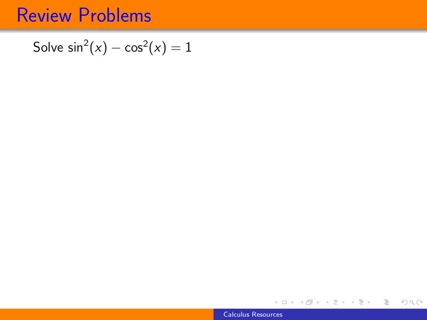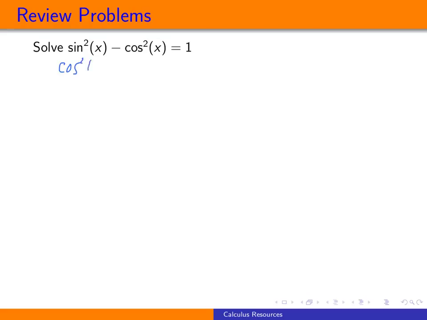This review problem asks us to solve the equation sine squared x minus cosine squared x equals 1. One approach to do so is to realize that sine squared minus cosine squared is almost the trig identity for cosine 2x. It's just off by a minus sign. With that in mind, let's multiply both sides of this equation by minus 1.